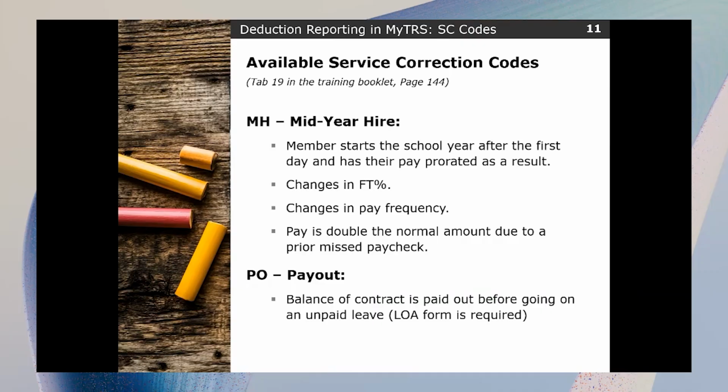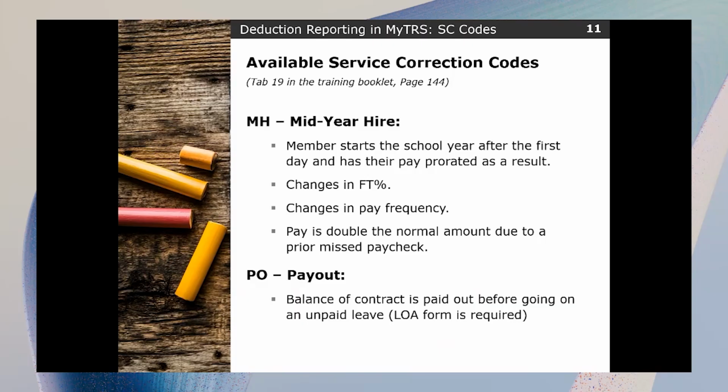Mid-year hire. So the mid-year hire code was originally designed for when you had staff that started after the school year started and you are prorating their pay as a result because they missed a day or two. It might be 6 months they missed, whenever they started. If their biweekly pay is prorated as a result of starting late, you would use the mid-year hire code. Maybe it's just their first check. Maybe they started, you know, maybe they only missed the first 2 days of school.